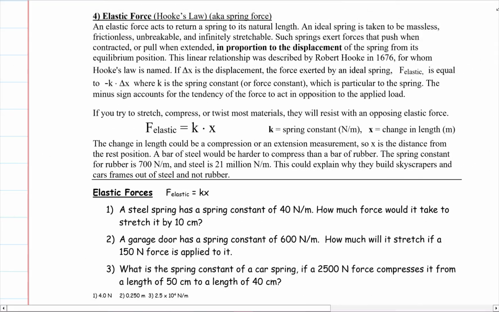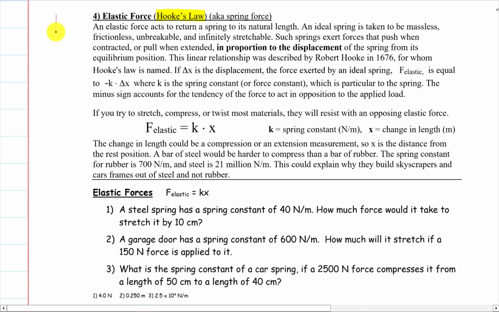Welcome back, physics fans, and here we go on to springs. We're going to talk about elastic forces. It's also known as Hooke's law. Okay? An elastic force acts to return a spring to its natural length.